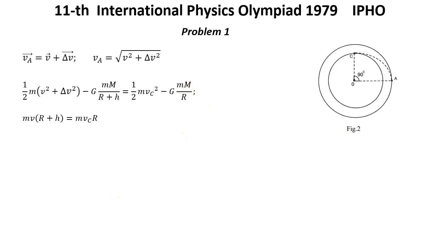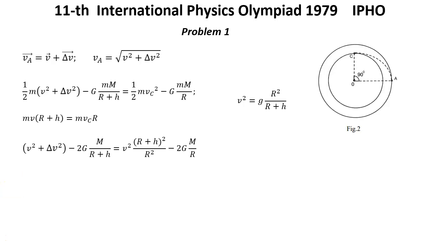Also, we can use the formula from the previous question 1, that v square equal g multiplied by r square over r plus h. Solving these two equations, again using the initial expression for VC through v, we can rewrite them in the form of this one, and using the expression for v square, putting it here, we finally get that delta v square equal g over r plus h multiplied by h square. And from here we can find delta v. That will be 97 meters per second.